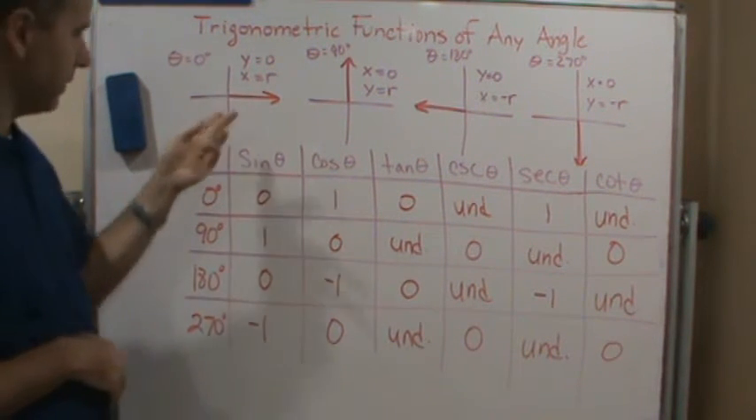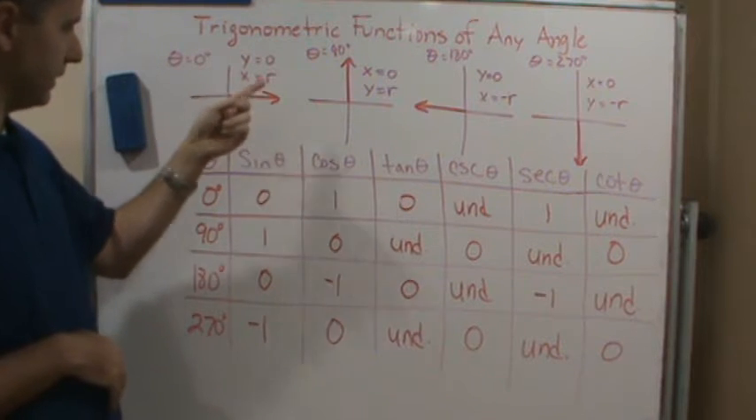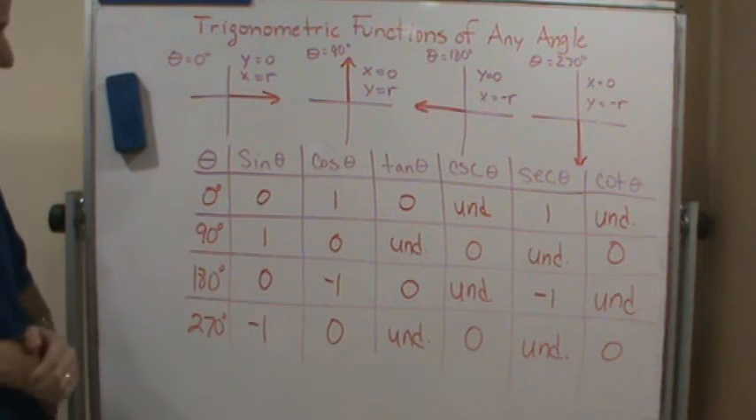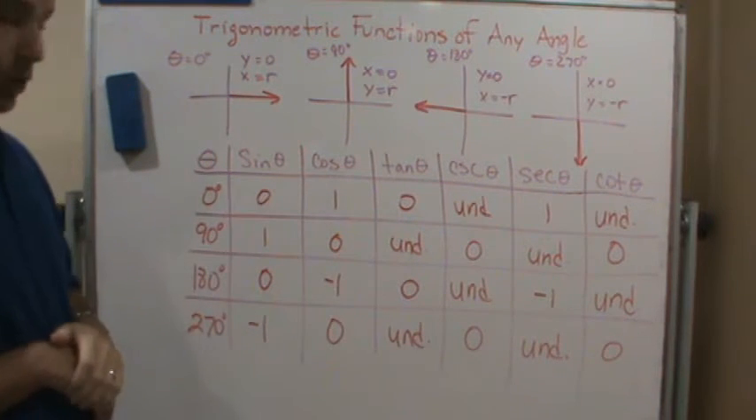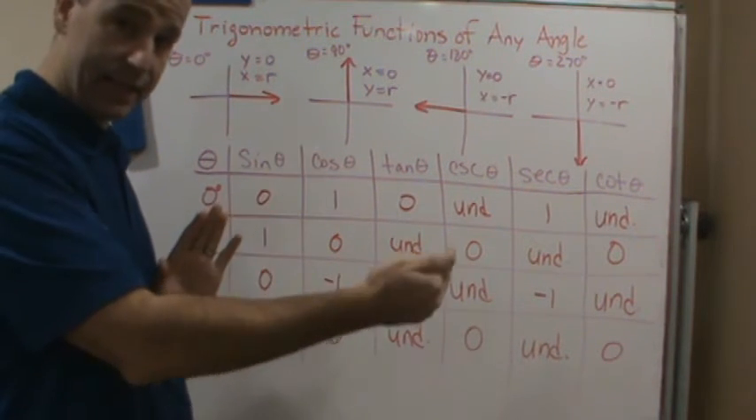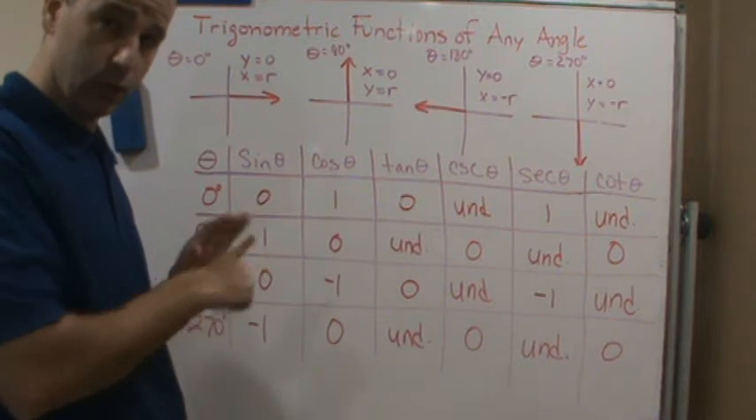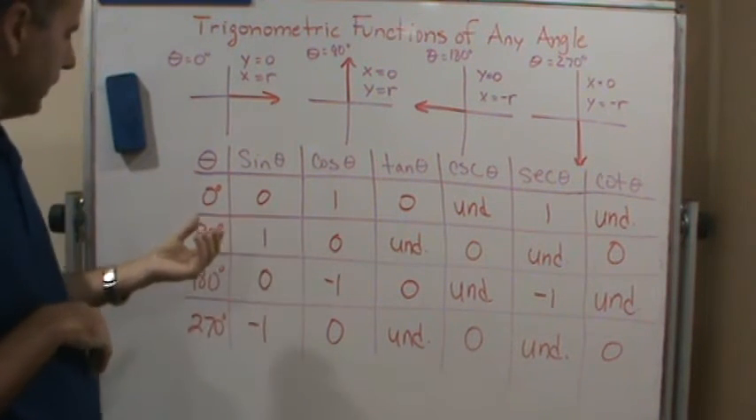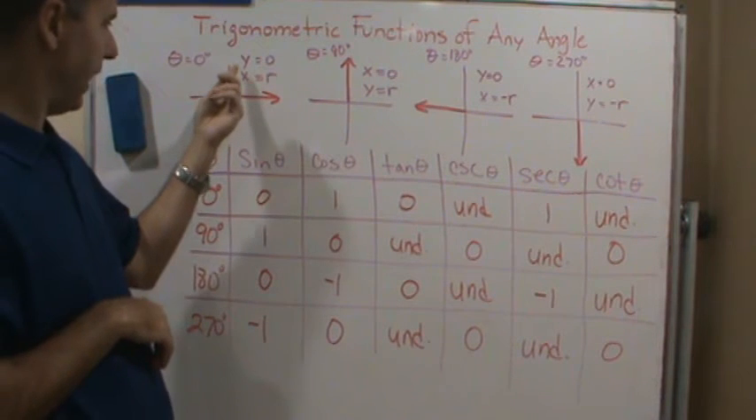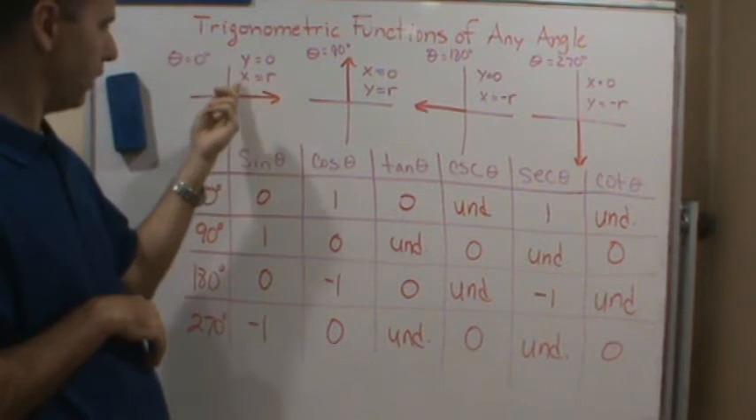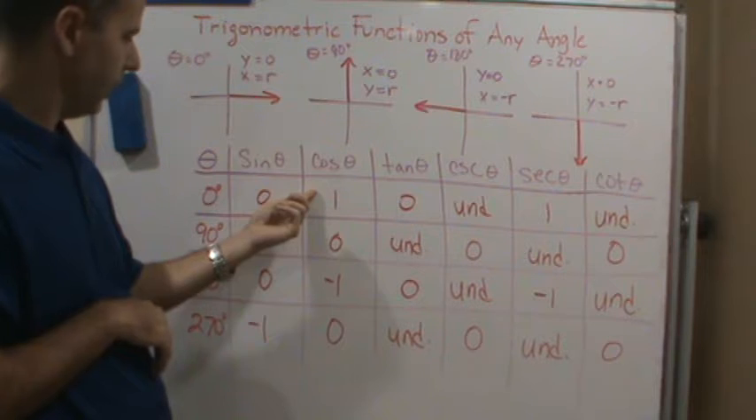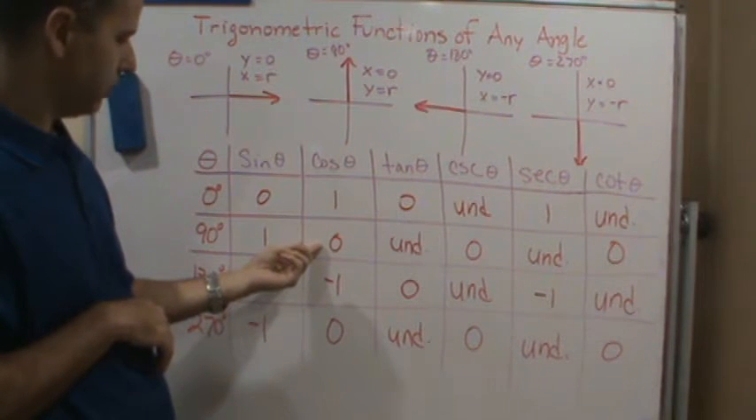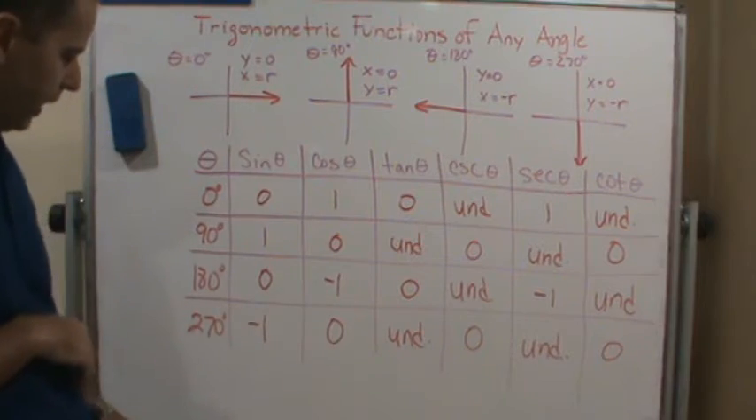So when y is 0 and x is r, you get 0, 1, 0, negative 1. For cosine, remember cosine is adjacent over hypotenuse, so you get x over r. In this case, x and r are the same, so you're going to get 1. Then you're going to get 0 at 90 degrees, and then negative 1 at 180, and 0.